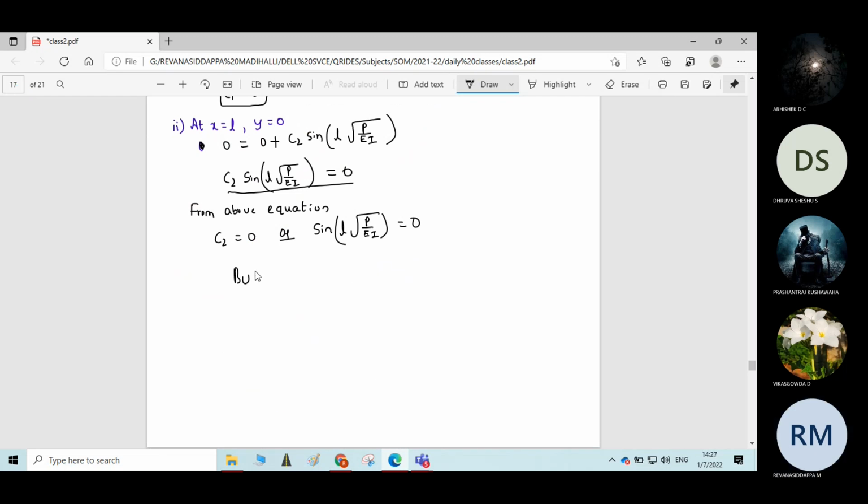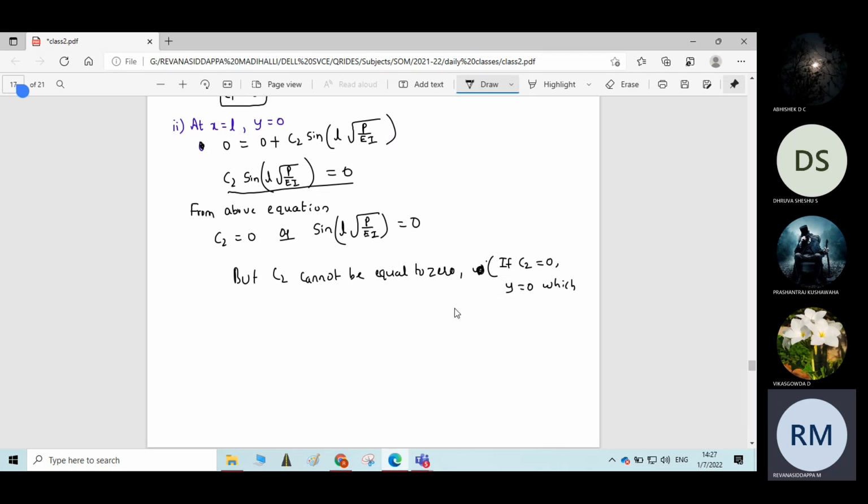C2 cannot be equal to 0, or in the bracket you can write, if C2 becomes equal to 0, Y becomes equal to 0, which indicates no buckling of the column at all.